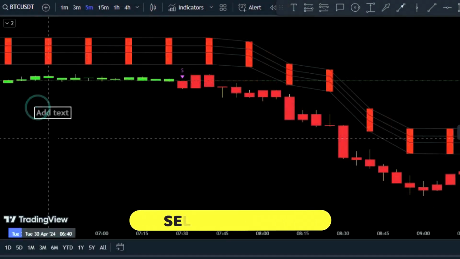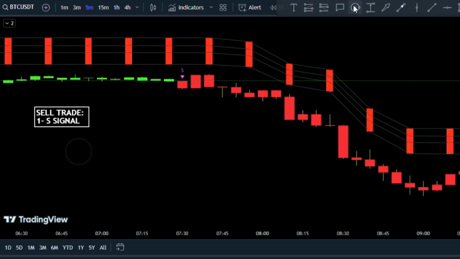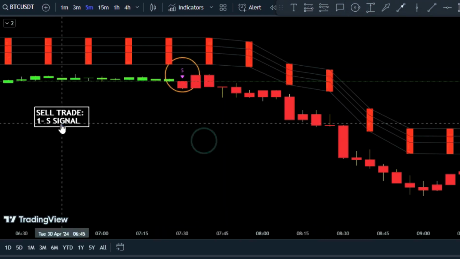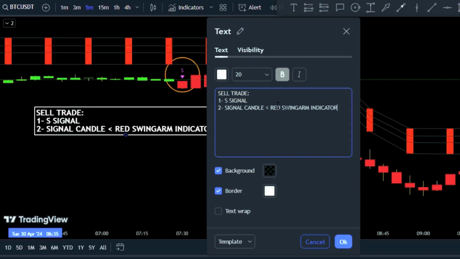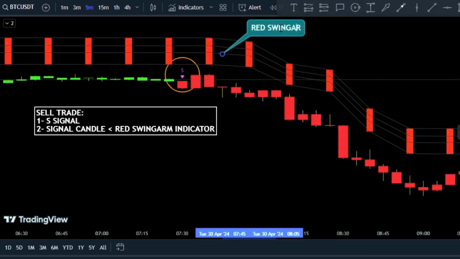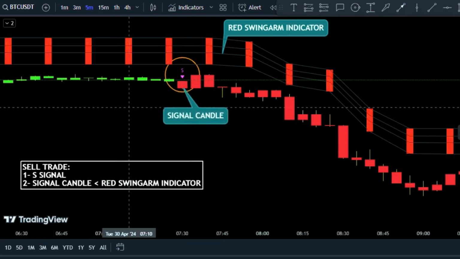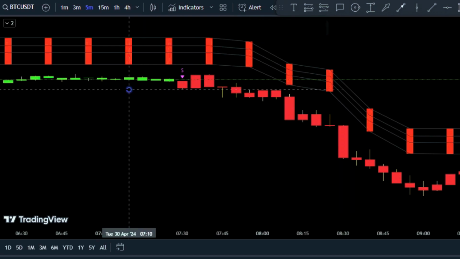With this strategy, you'll be able to identify opportunities to hop on downtrends and potentially rack in profits. Here's what you need to look for. First, you want to wait for a short signal from the trusty STD filtered regularized EMA indicator. This is your signal to gear up for a potential sell trade. Next, ensure that the signal candle's close price is below the red Swing Arm ATR Trend Indicator. This confirms that the market is indeed in a downtrend and it's time to strike with a sell trade. So once both of these conditions are met, you're good to enter the sell trade.